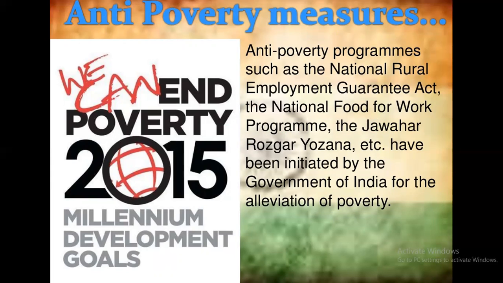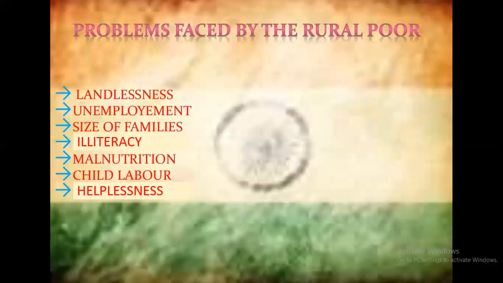So these are some of the anti-poverty programs put forward by the government, and they are trying to implement them as much as possible in our country so that those people who are below the poverty line come above the poverty line and have a good standard of living. And here they have mentioned some of the problems faced by the rural poor, right? So what are those problems? Read out to yourself.